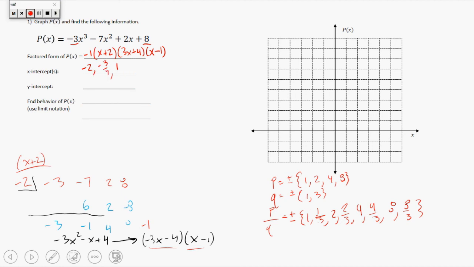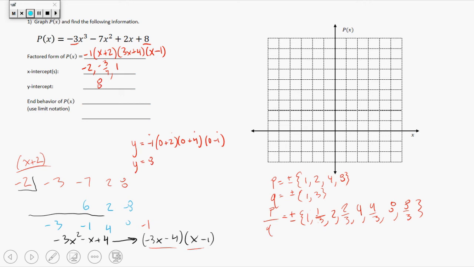The y-intercept occurs when you plug in 0 for x, so y is equal to negative 1 times 0 plus 2 times 0 plus 4 times 0 minus 1. So it's going to be 8 times negative 1 times negative 1, so y equals 8. There's a y-intercept at 8.